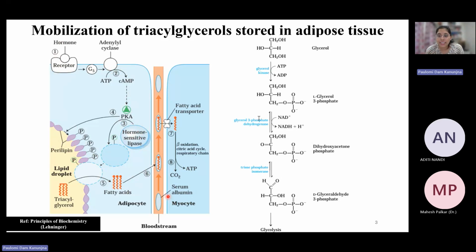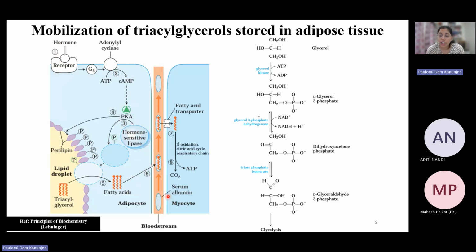And then when they reach the surface of the distant target cells like skeletal muscles or renal cortex, their exchange will take place and they will enter. We will see how they enter and how that goes ahead. But this is what happens in general, right?